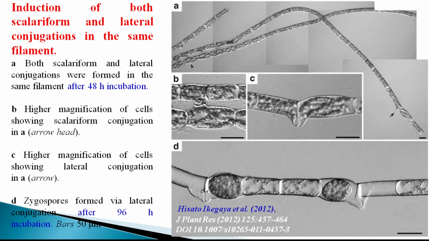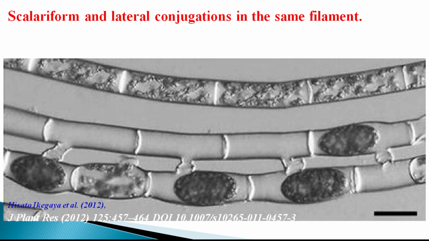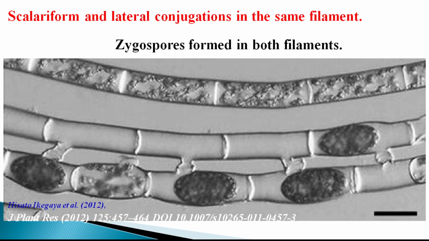I hope that you have really enjoyed this exciting result of scalariform and lateral conjugation, in which you can see the zygospores successfully produced, though the rate of zygospore formation is quite rare, but even then they are established in both the filaments. In this particular filament you can notice the formation of zygospores, and of course this is the result of scalariform conjugation, or you can say lateral conjugation also. And here you can find there is one more zygospore also.